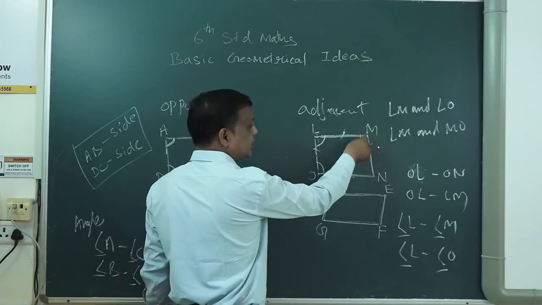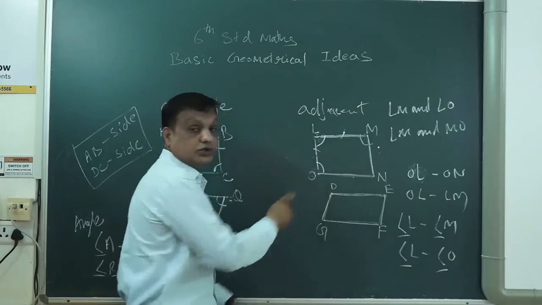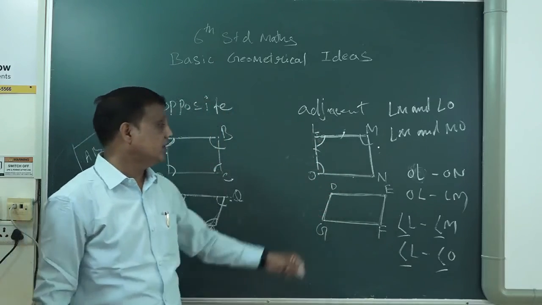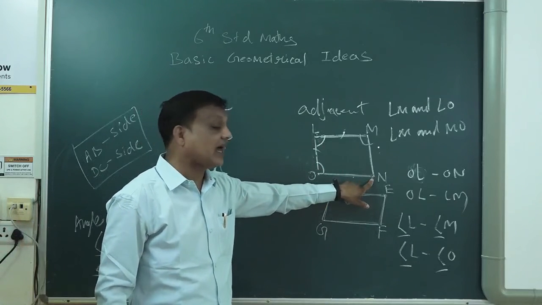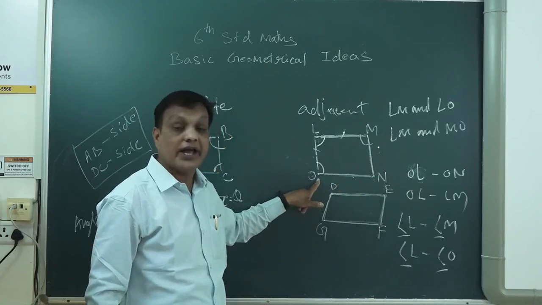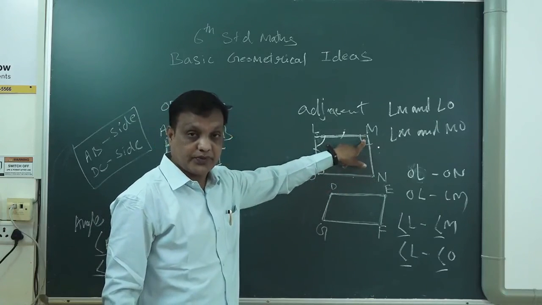Angle L is adjacent to M also. Angle L is adjacent to O also. So two sides are adjacent and two angles are adjacent to one angle. So if you take angle L, which are the adjacent angles of angle L? The adjacent angles of L are angle O and angle M also.